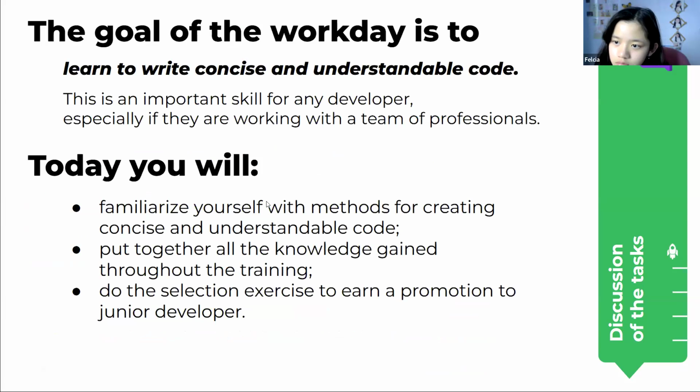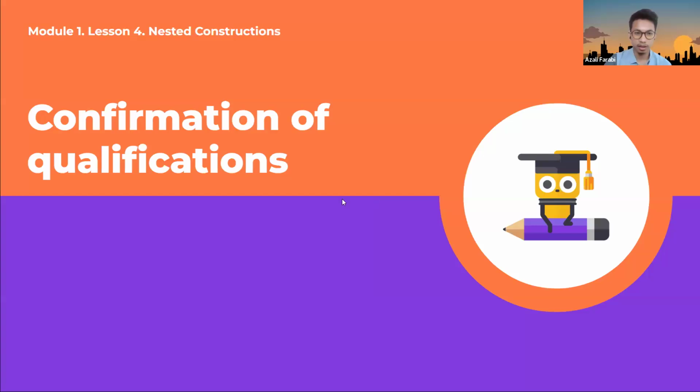Okay, so what is our goal today? Your goal for today is to learn how to write concise and understandable code. In detail, you have to familiarize yourself with methods for creating concise or nested code, and then put together all the knowledge gained throughout the training and do the selection exercise, where we will implement what you have learned.